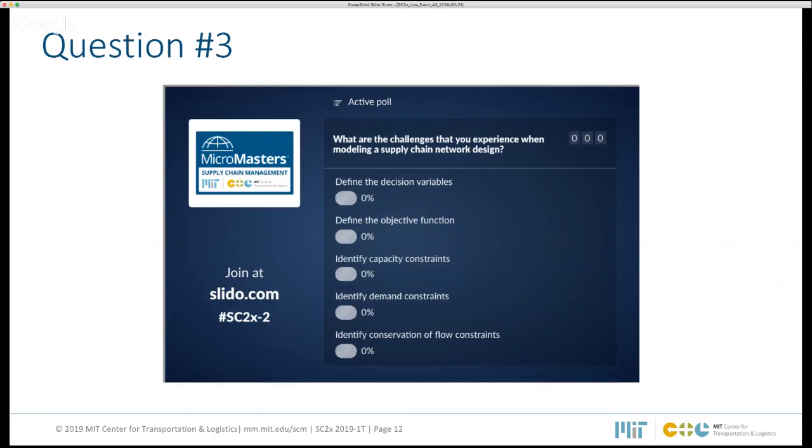The majority is saying that it is identifying linking constraints, and also level of service constraints. Okay, and also conservation of flow constraints. I will keep that in mind when I'm solving the problem. Okay, thank you for your input.